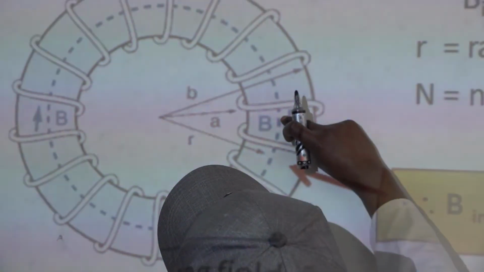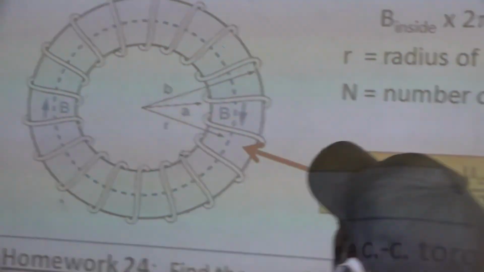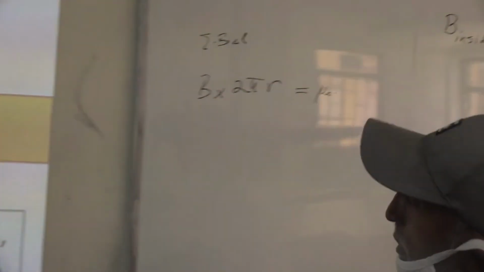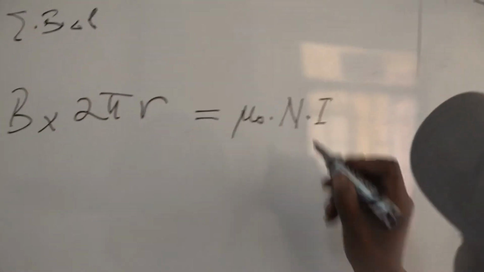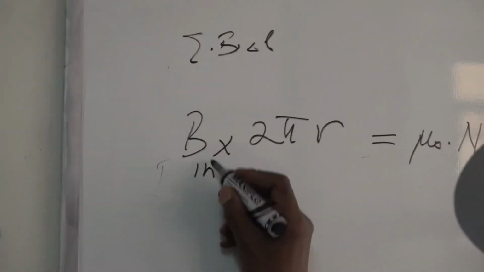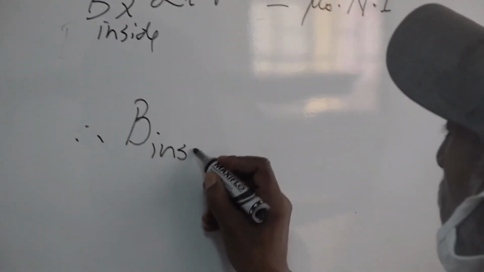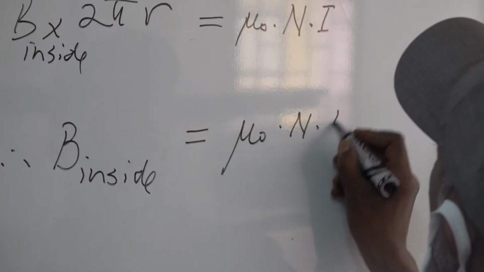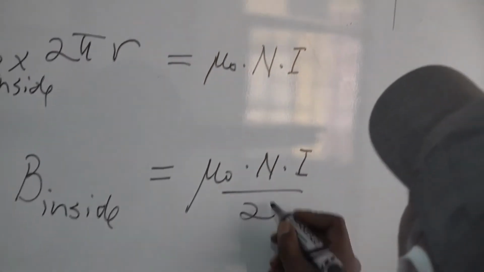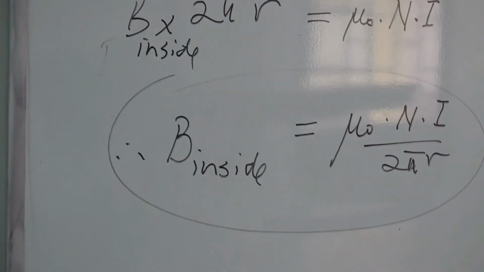That gives you mu0 times the sum of currents that you have inside here when you go around. So if you start from here, 1 current, 2 current, 3 current, and so on, that gives you the number of turns, since the same current is flowing within the toroid, N times I. Therefore, B inside of the toroid is equal to mu0 N I divided by 2 pi r. That's it.